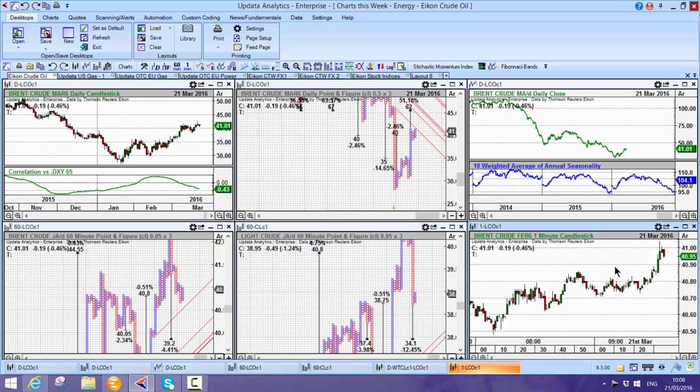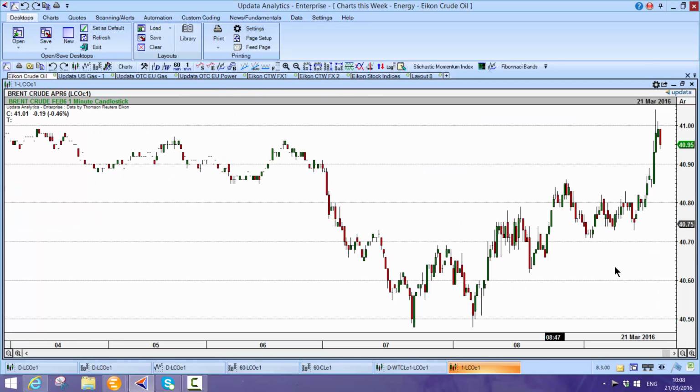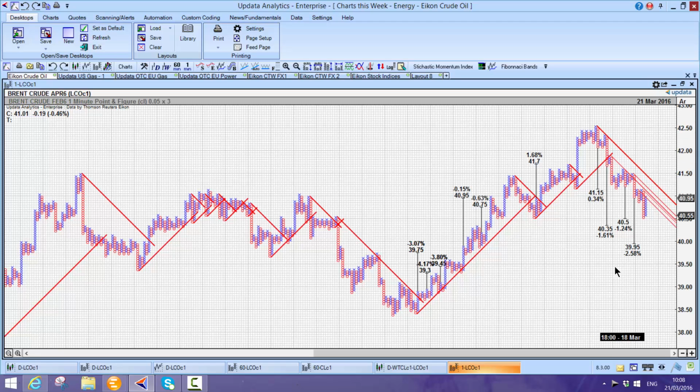And of course, if you're trading crude shorter term, or you're watching it very closely short term, again, data from Thomson Reuters Icon, the 1-minute charts, really powerful. Shift T, and here you see downside targets. So this is the 1-minute charts, very much for what's going to happen today.